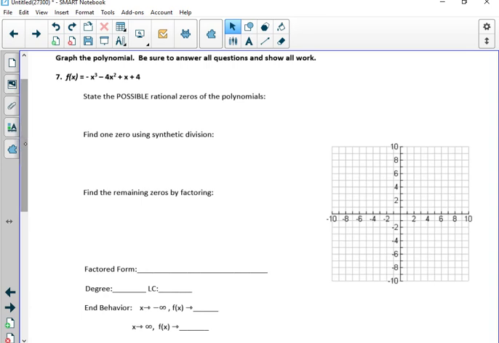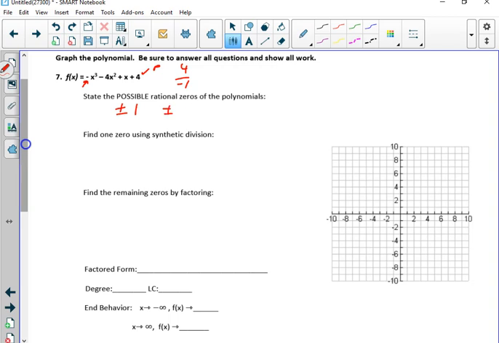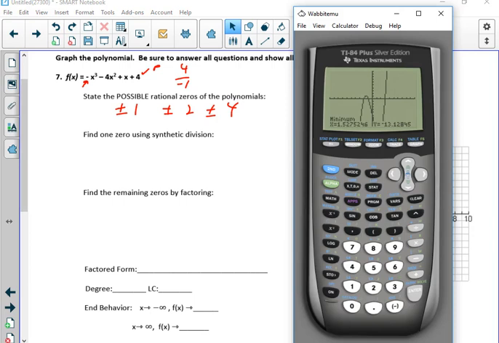Okay, number 7. Same thing. I'm going to study all the possible zeros. So here's my P, and here's my Q. That's 4 over negative 1. So basically that's plus or minus 1, plus or minus 2, plus or minus 4. I'll use my calculator. Y equals clear. Put it in. Negative x to the power of 3. Come down. Minus 4x squared.